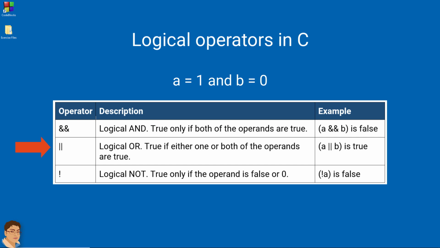Next, logical OR. True if either one or both of the operands are true. Since A is 1, the logical expression A or B returns true, even if B is 0 or false. Next, logical NOT. True only if the operand is false or 0. Here, A is true, so the logical expression not A returns false.